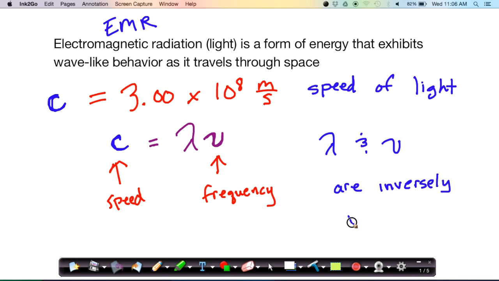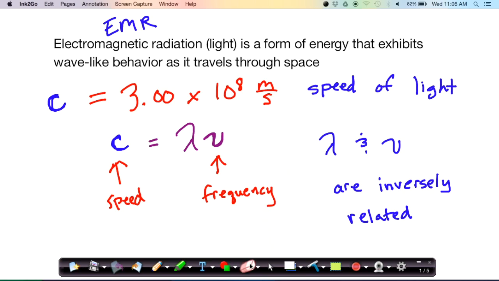So what does that mean? Well, inverse relationship means that when one of the variables increases, the other has to decrease proportionately. So if we were to double the frequency of our wavelength, 2 times the value of nu, we would have to have 1/2 the wavelength in order to maintain the same speed. So doubling the frequency halves the wavelength. That's an inverse proportionality or an inverse relationship between wavelength and frequency.